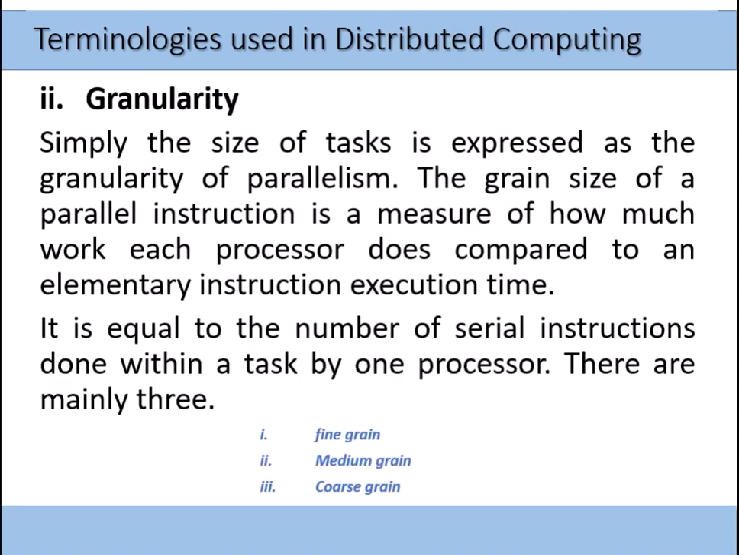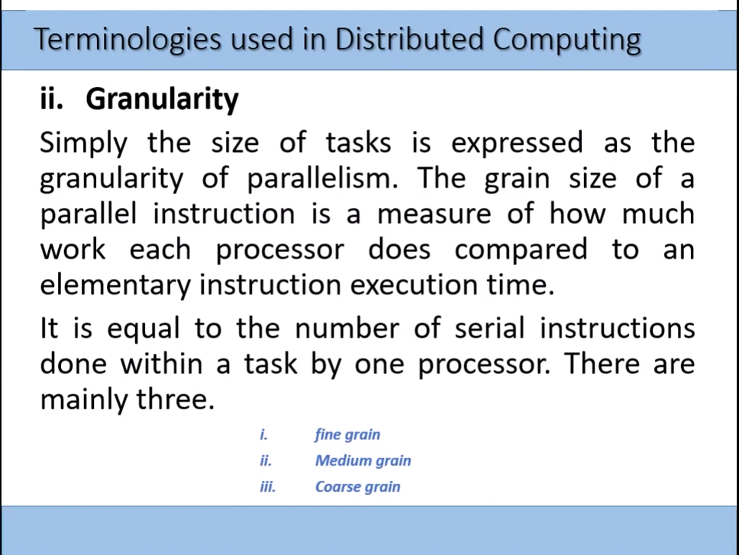So we define a granularity of the job or task. It is simply the size of the task, expressed as the granularity of the parallelism. The grain size of the parallel instruction is a measure of how much work each processor does compared to an elementary instruction execution time. It is equal to the number of serial instructions done within the task by one processor.